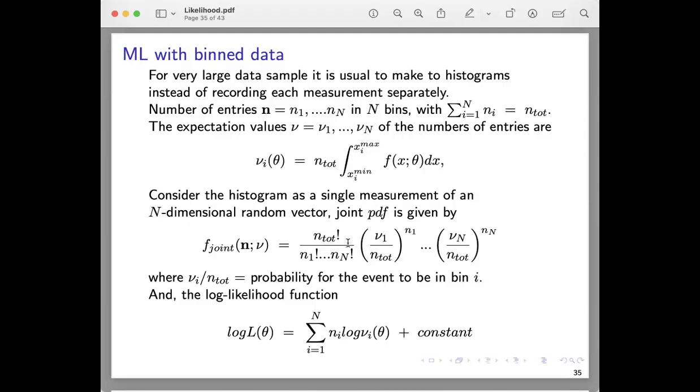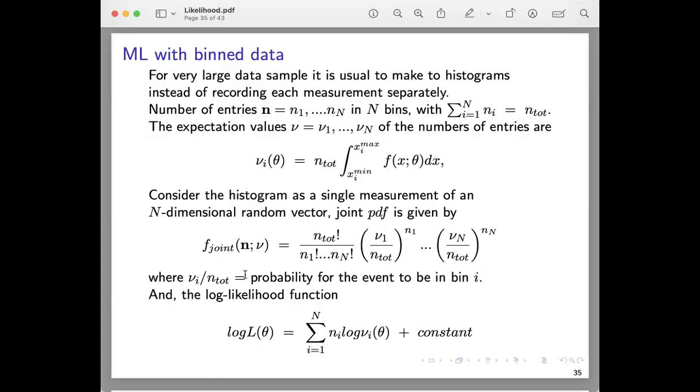Assuming that I know what the PDF is, what is the probability that we'll get ν1 events in bin 1 and ν2 events in bin 2, and so on. So that's the joint probability given by a multinomial distribution. Whereas for individual bins, the probability is μi over n total.